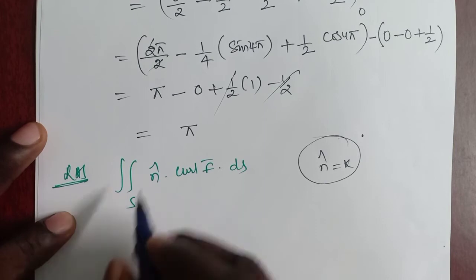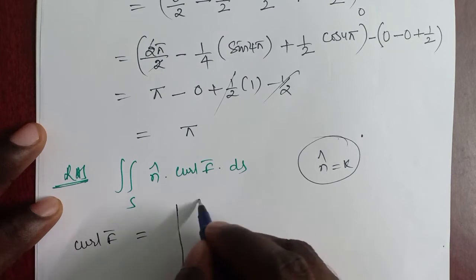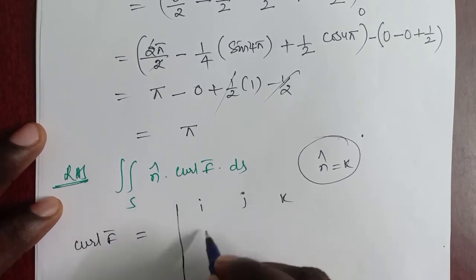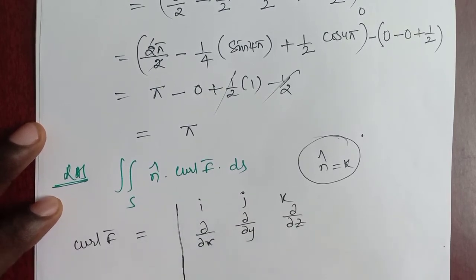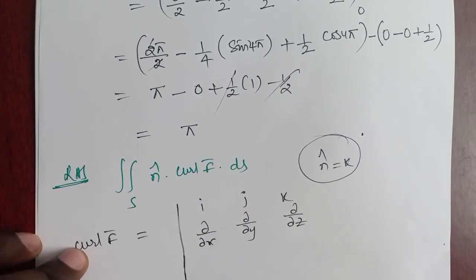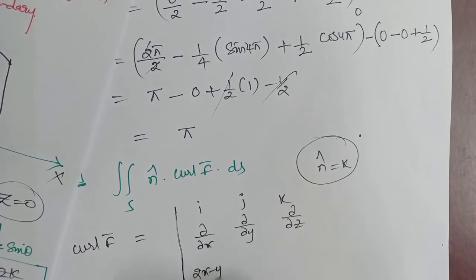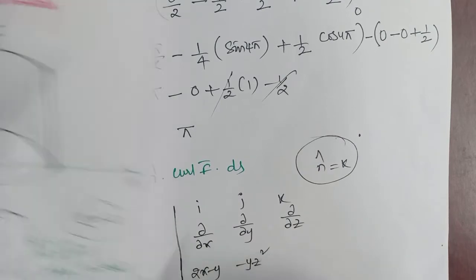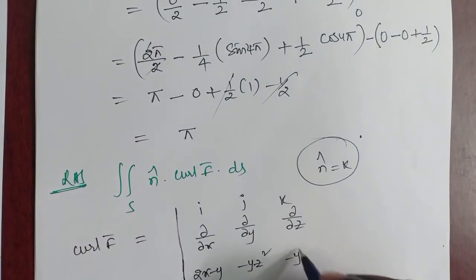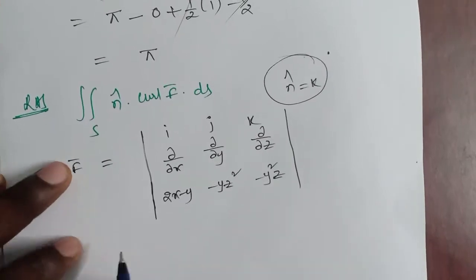Now we need to find curl f first. Curl f bar equal to, we already know that it is the determinant with i bar, j, k; dou by dou x, dou by dou y, and dou by dou z; then P, Q, R. So what is P? So from this we have three values. What is P? 2x minus y. What is Q? Minus yz square. What is R? Minus y square z. Now we have to find the determinant.